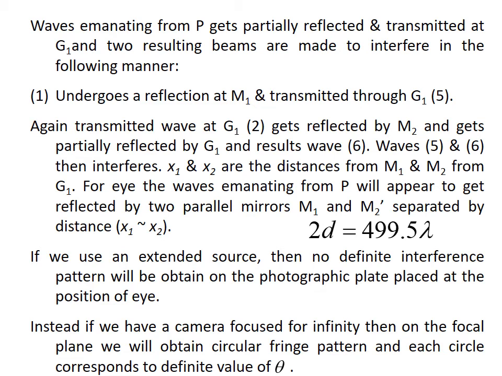One more thing, if we use an extended source, then no definite interference pattern will be obtained on the photographic plate placed at the position of the eye. Instead, if we have a camera focused for infinity, then the focal plane will obtain a circular fringe pattern and each circle corresponds to a definite value of theta.